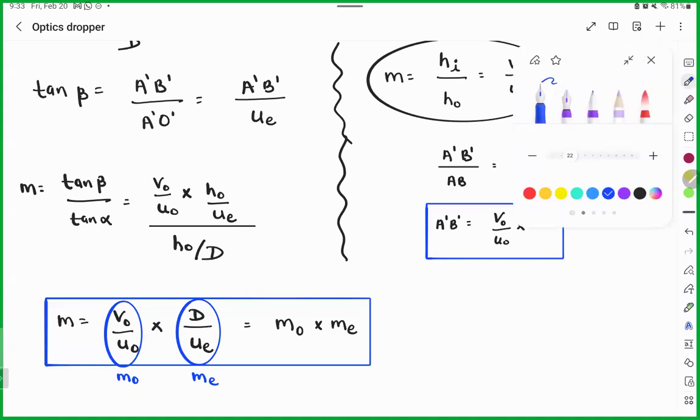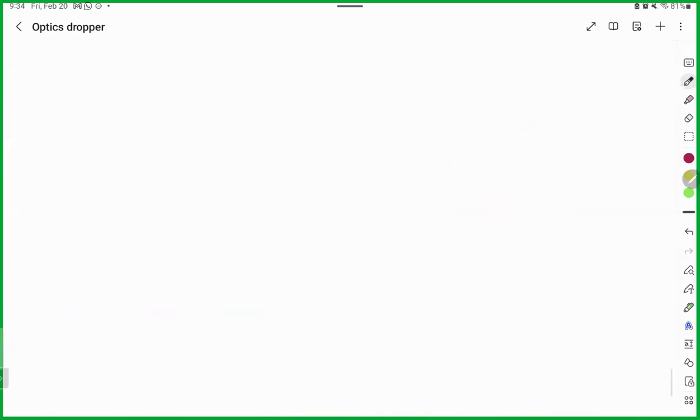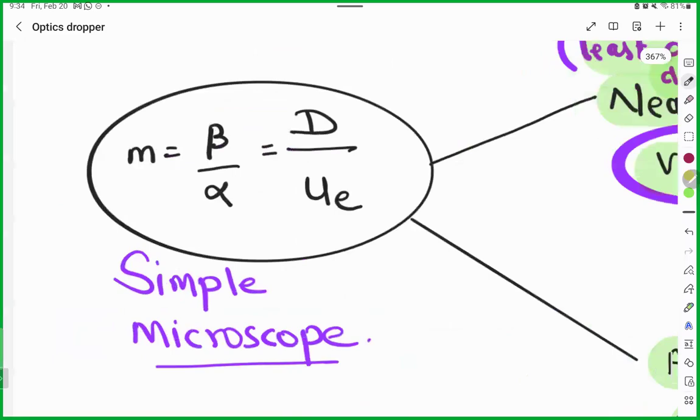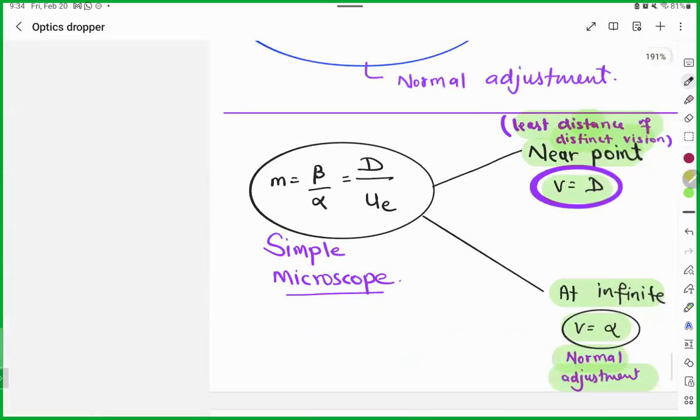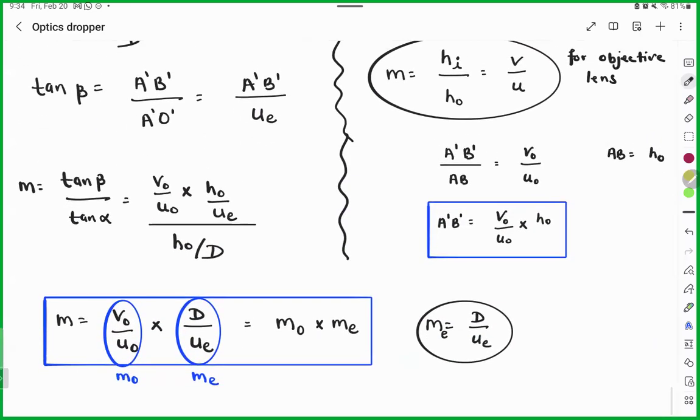And last time you calculated magnification was equal to D by UE. This was for the eyepiece in the simple microscope. Same formula we are using here. See, look at this. What was the magnification in the simple microscope? D by UE. So here we are using this as eyepiece. That's why D by UE is eyepiece, and V naught by U naught is normal magnification of the objective lens. Any doubt?